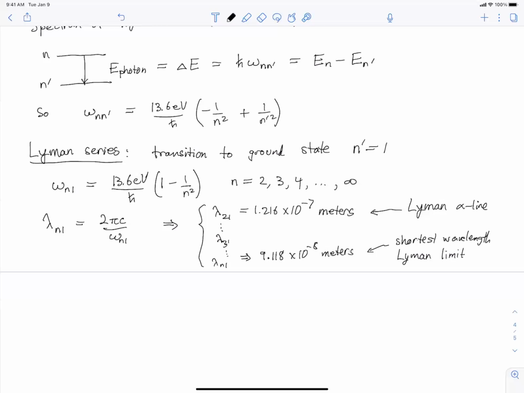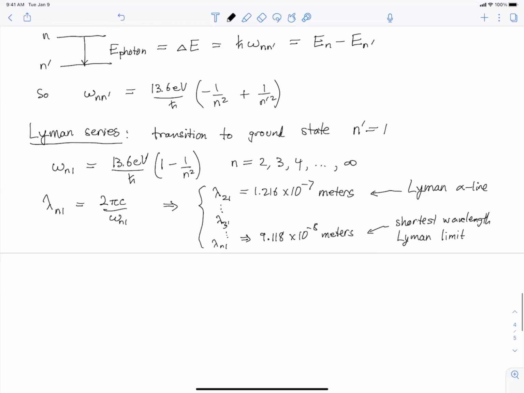All right, so we are out of time for today, but we will continue saying a few more things about hydrogen next time, and then we'll be spending the rest of the semester talking about some more details about angular momentum.